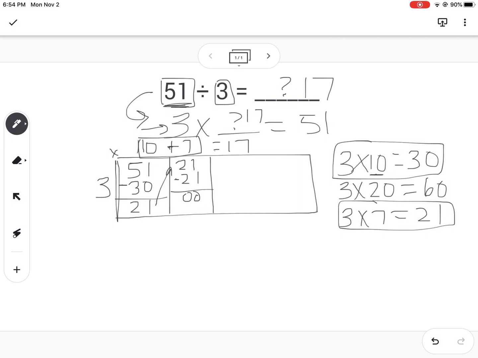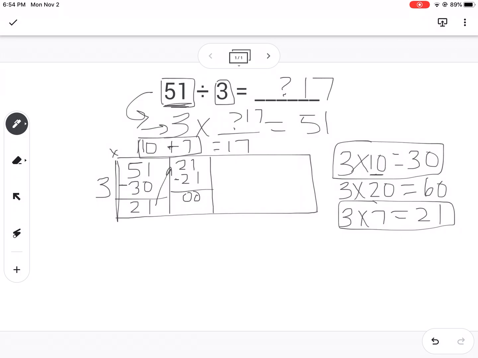So what we did here was we created a box, and we are still trying to figure out 3 times what number is 51. We just took it piece by piece. First we did 3 times 10, which we knew was 30. We had 21 left over, and then we said 3 times 7 is 21. We were left with 0, so we were finished. Then we just take the 10 plus the 7, and that's where the 17 comes from.